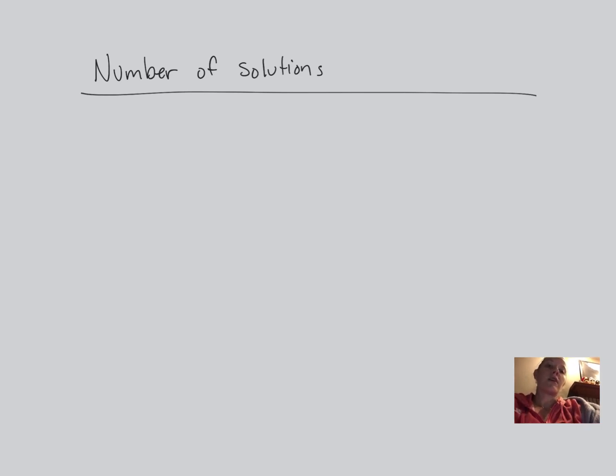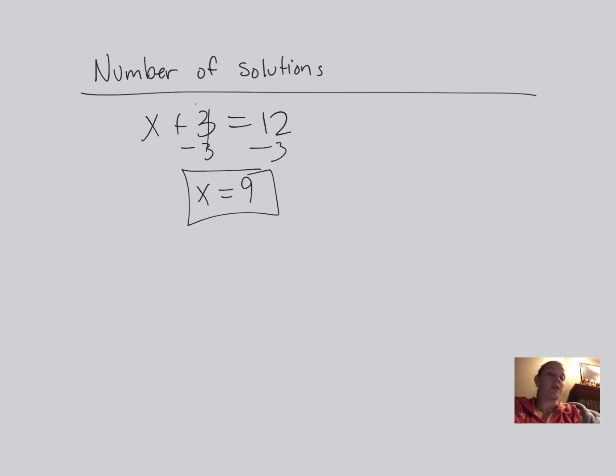So that might look like if I have a problem like x plus 3 equals 12. I could solve this problem, subtract 3 from both sides, x equals 9. It has one solution, and that solution is 9. That means that 9 is the only number I can plug in here for x that makes this true. Any other number, it would not be true. Only 9 plus 3 equals 12.